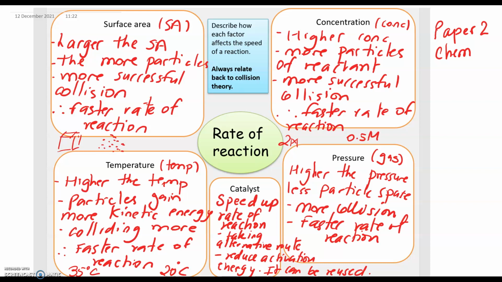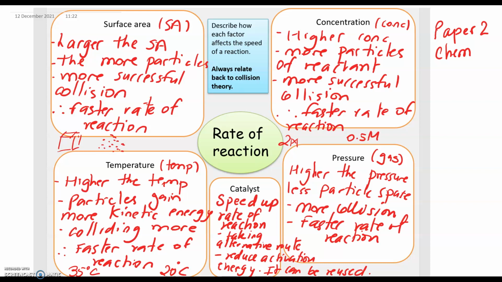So each of these boxes link to rate of reaction. These are all of the different factors you need to be able to explain in the exam. They're quite straightforward if you understand the concept. And you will see that you will do a required practical for most of these in the class.